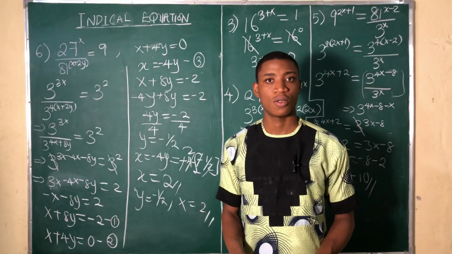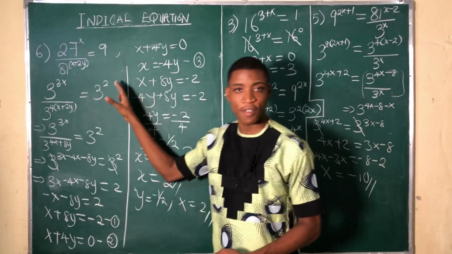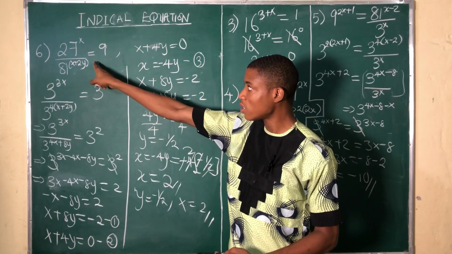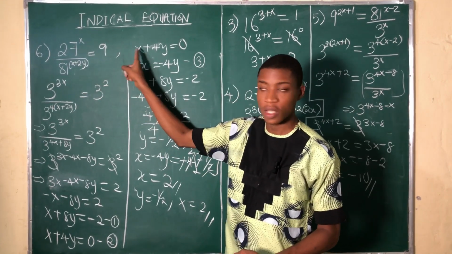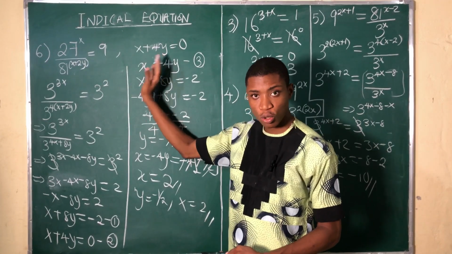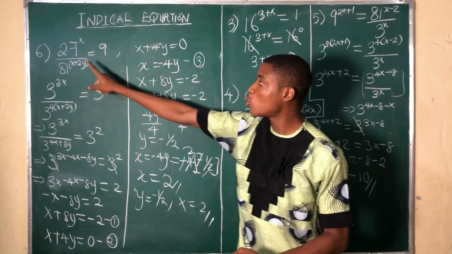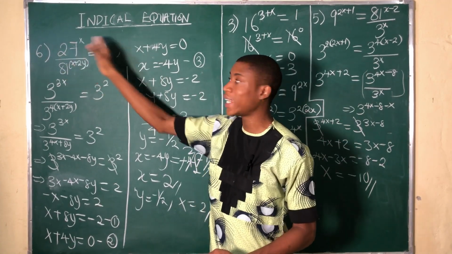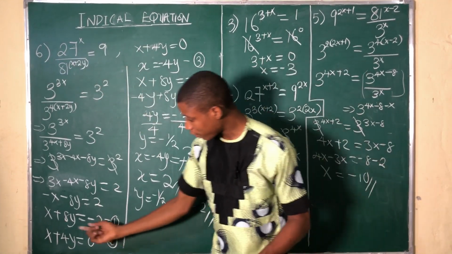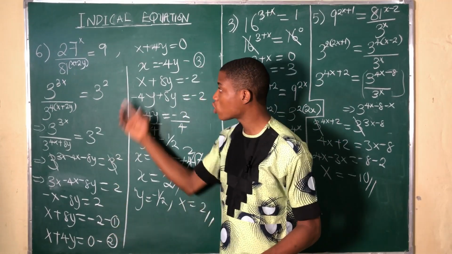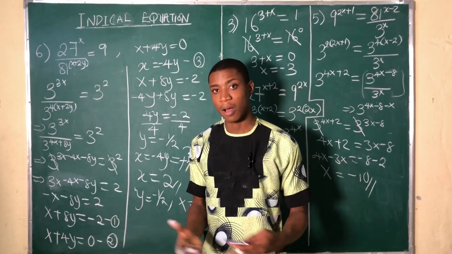Indicial equation. Of course, this is different from what we have been doing since we have a case where this is a simultaneous equation. We are given two equations, one indicial and one linear equation. We are going to simplify this to look like a linear equation, which we did, and we have x plus 8y is equal to negative 2. Then we solve them simultaneously and find the value of x and y.